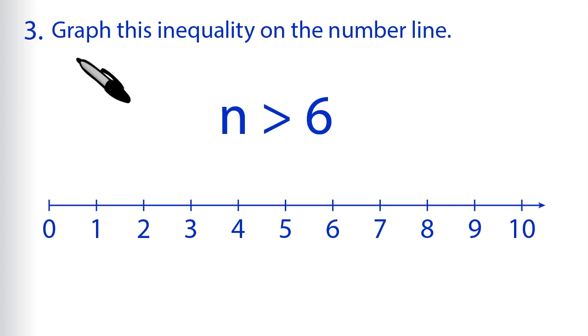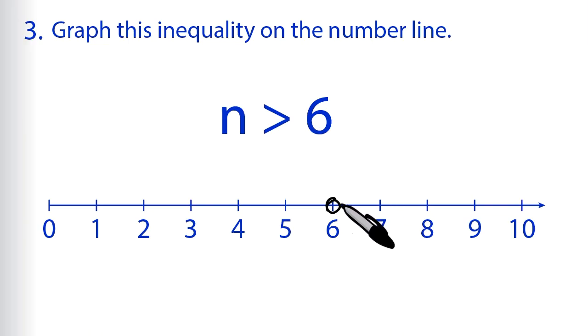For problem 3, we're supposed to graph this inequality on the number line. And we have n is greater than 6, and we have this number line right here. So we need to show all of the answers that satisfy this inequality. n is greater than 6. So any number that is greater than 6, or to the right of the 6 on the number line, will be true for this inequality. And since it's greater than, not greater than or equal to, that means that 6 itself isn't included because 6 is not greater than 6. And so we draw an open circle or an open dot instead of a filled in dot.